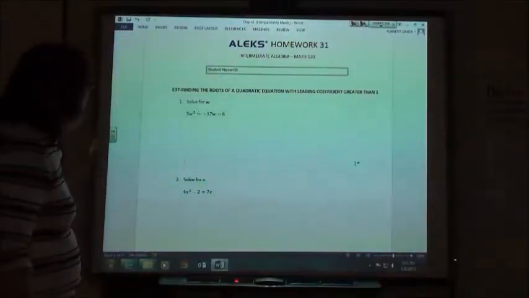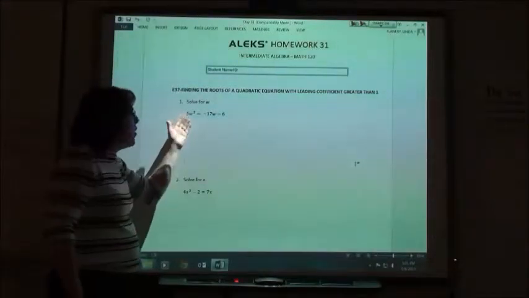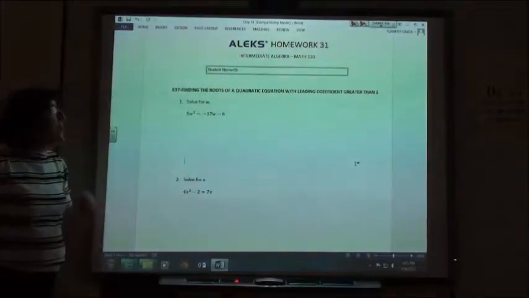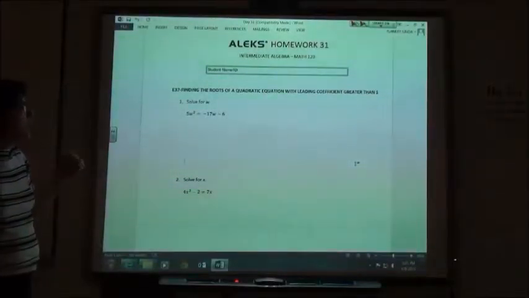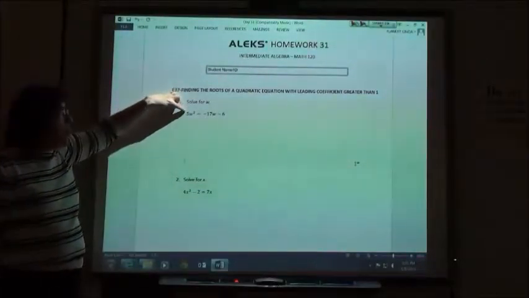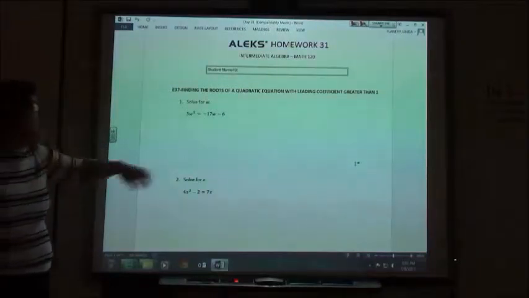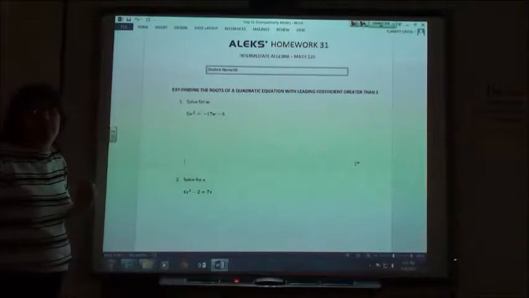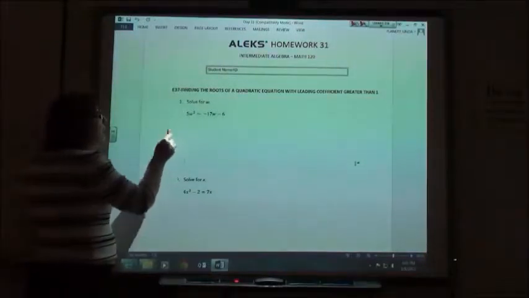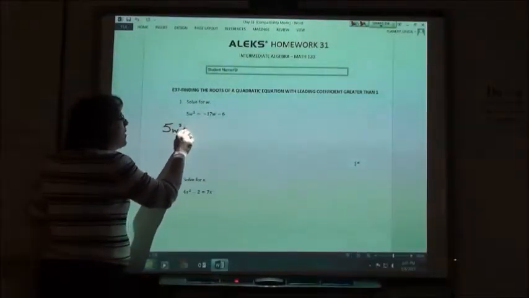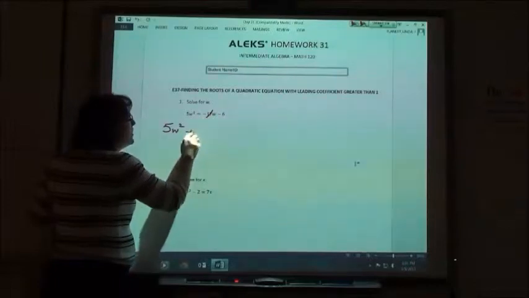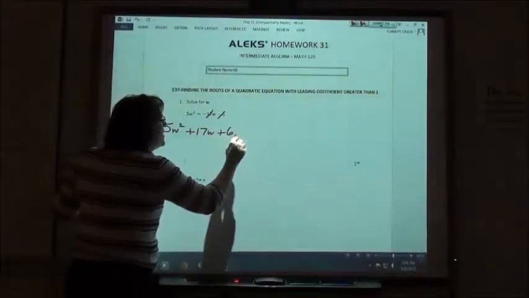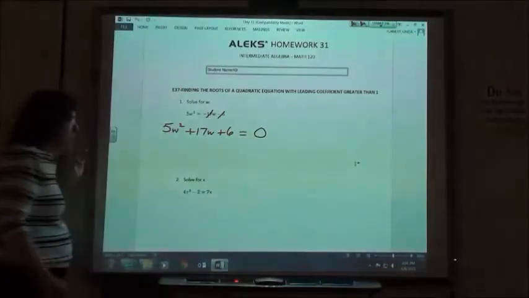solve this. First of all, whenever we're working with a squared term, we want it equal to 0. This is not equal to 0. Then what we're going to do is we want to make sure the w squared term stays positive, and we're going to move the other numbers over to make sure that the squared term stays positive. So in this case, I'm going to have 5w squared. I'm going to move this over, so it's going to be a positive 17w. I'm going to move that over, it's going to be a positive 6 equals 0.